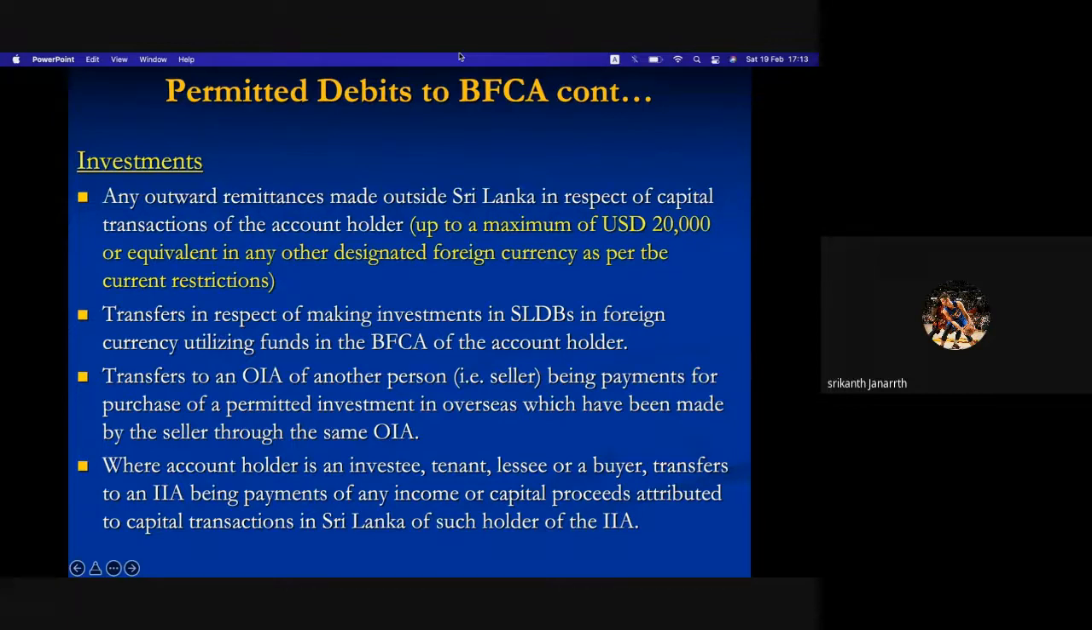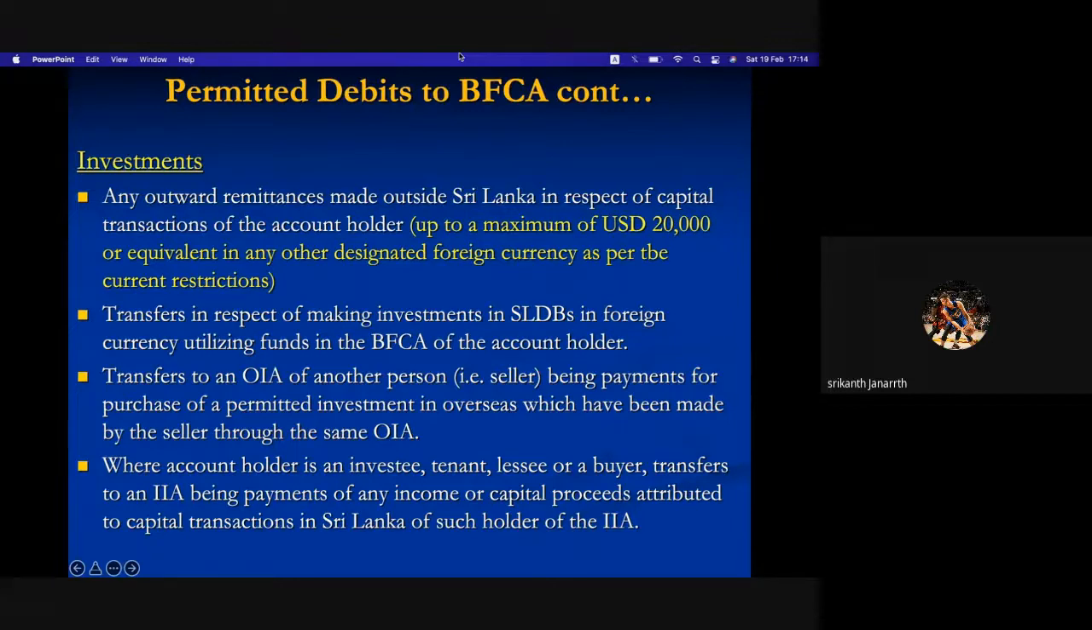In respect of making investments, for example Sri Lanka Development Bonds in Sri Lanka, yes, they can make them. These are within Sri Lanka, so you can make the investment. Transfer to an OIA of another person: if you want to buy shares, you are now transferring money to OIAs. Earlier you sold the shares, now you are buying the shares.